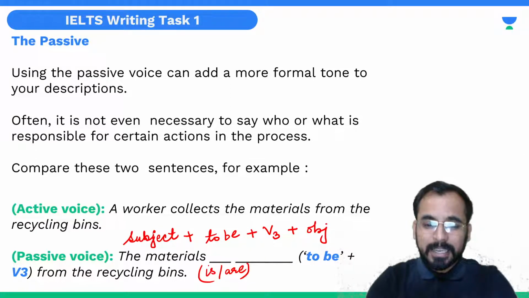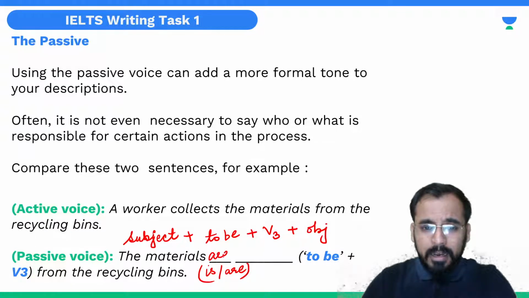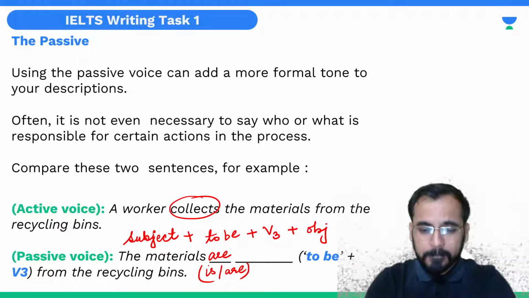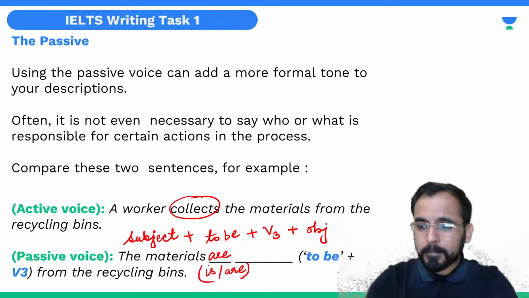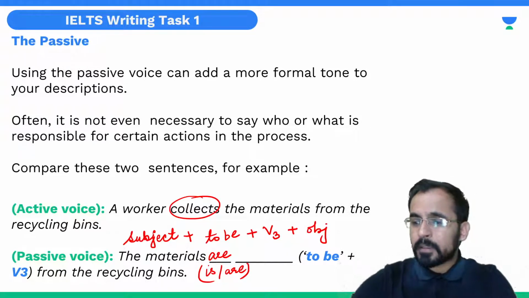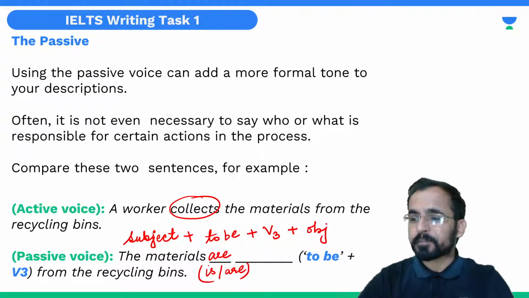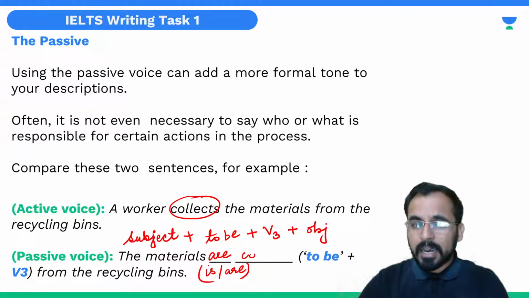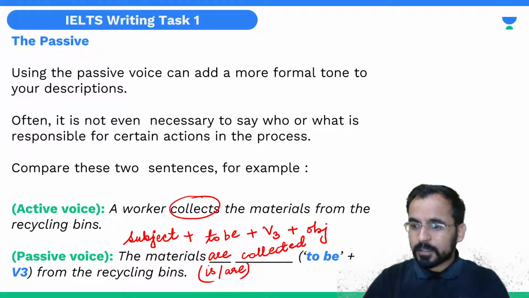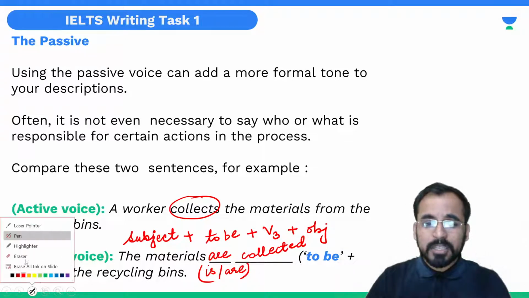So what would we say? The materials are. And what would be the third form of this verb, collect? The third form, quickly. The materials are collected from the recycling bins. Correct?